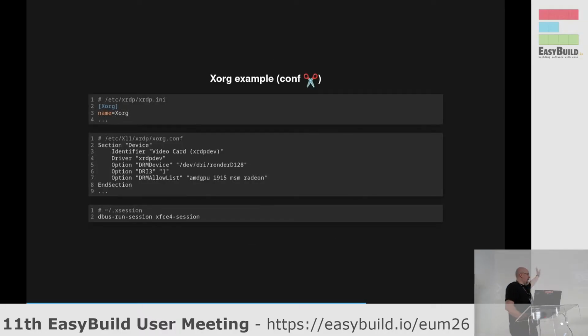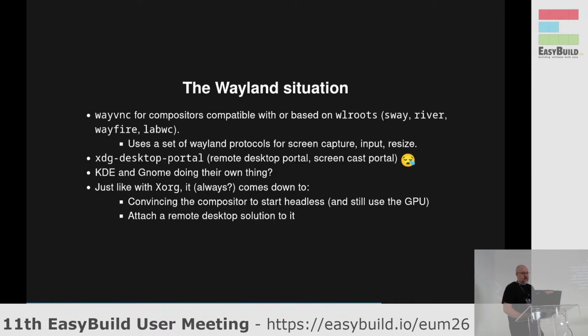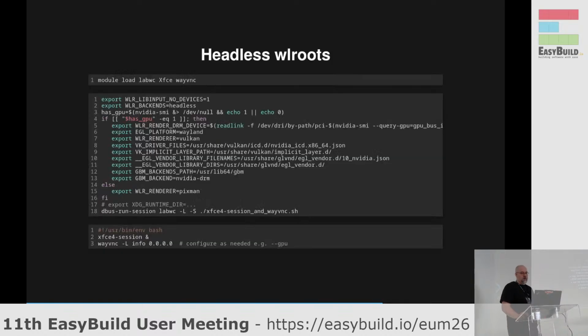So you could have a headless Xorg situation here, but that's boring. Let's go to the Wayland situation. I'm jumping over to the next part of the technology rather than spending time on the Xorg stuff. So the wayvnc compositor can work with anything based on wlroots, so Sway, River, Wayfire, LabWC, and a few others. Again, just like the Xorg situation, we need to convince it to run headlessly somehow, and then attach our remote desktop solution to that buffer. So that's how you do it. Sorry, it's small, but you'll have the slides later.